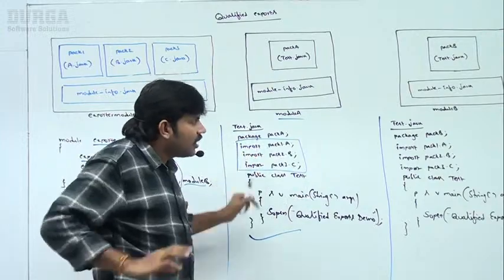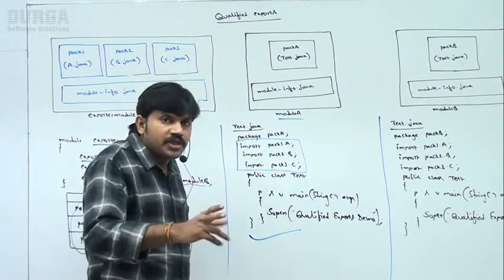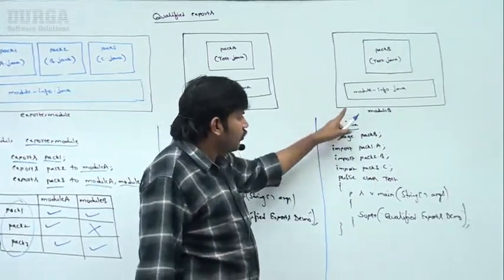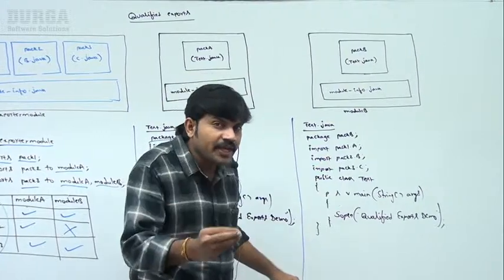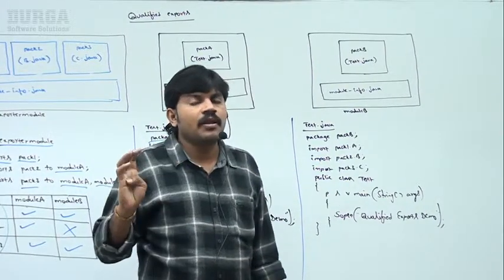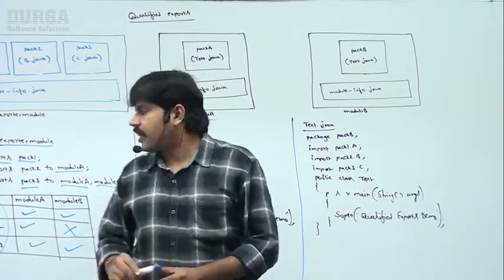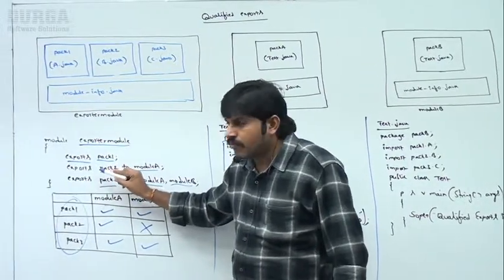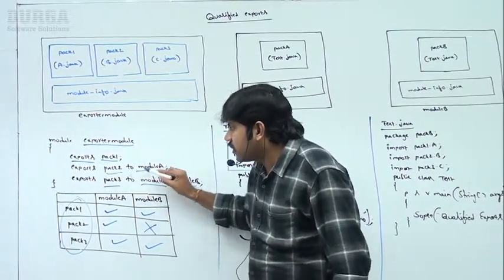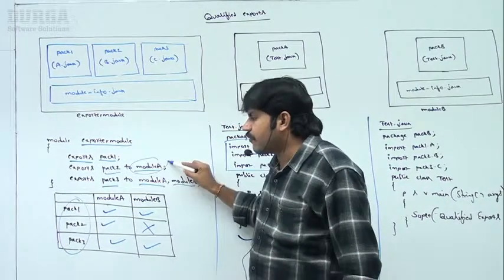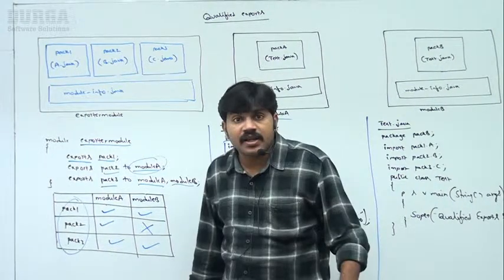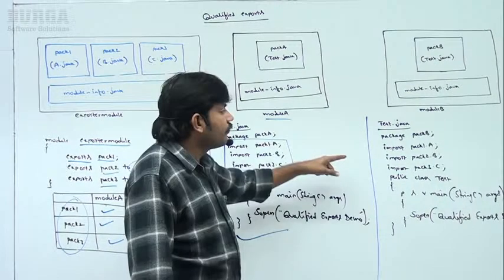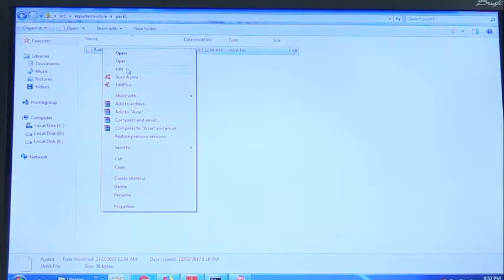Now let me go for module B. Observe that. For module B, pack 1 is available, but pack 2 is not available. Pack 2 is available only for module A, not for module B. That's why if you try to use pack 2, the compiler will complain. I'm not writing much code, just to explain the flow.